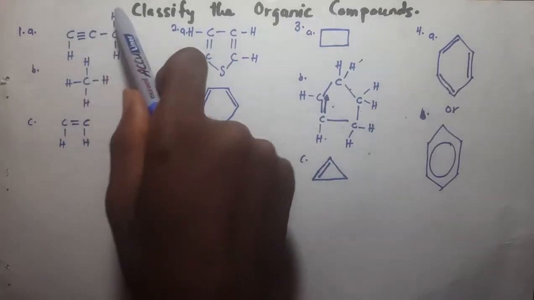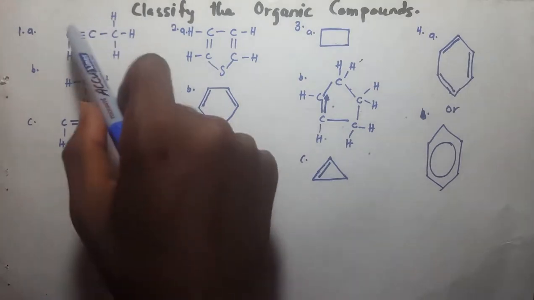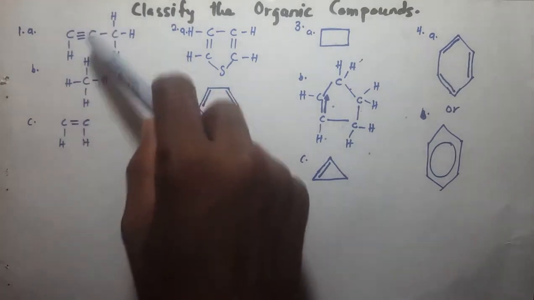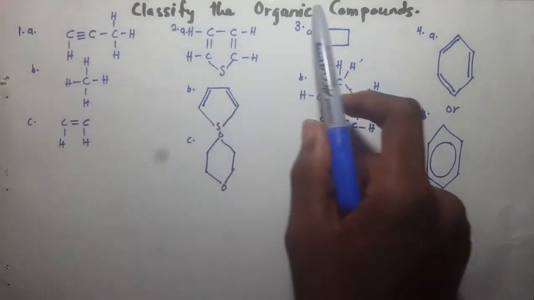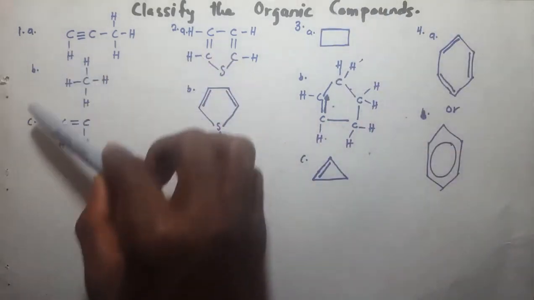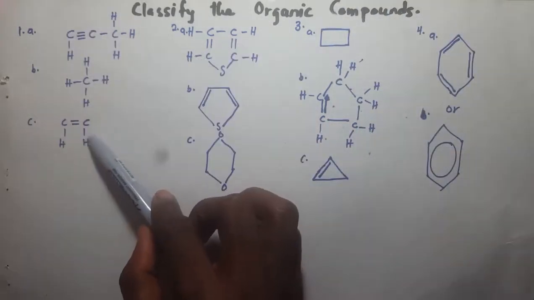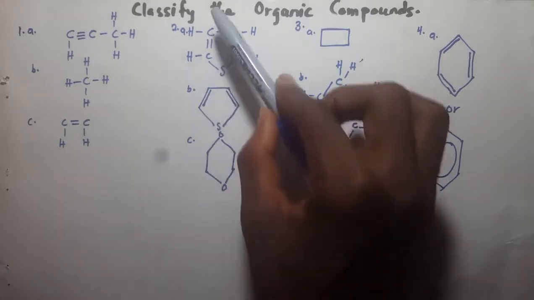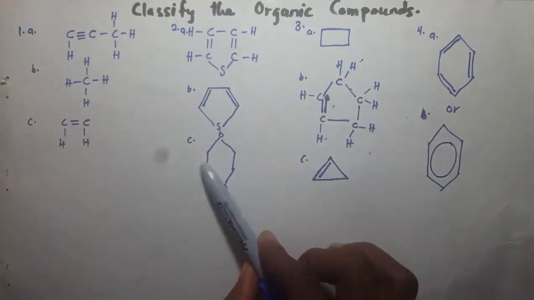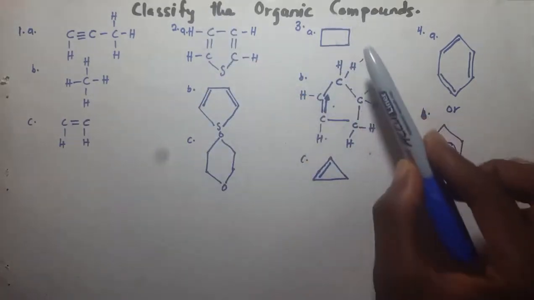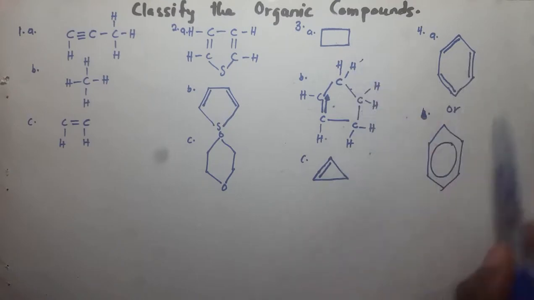So looking at our first structures, we are being told to classify the organic compound. A, B, and C are in the same class. A, B, and C for the second one as well. Number 3, A, B, and C are in the same class. And number 4, we just have one structure, this or that.